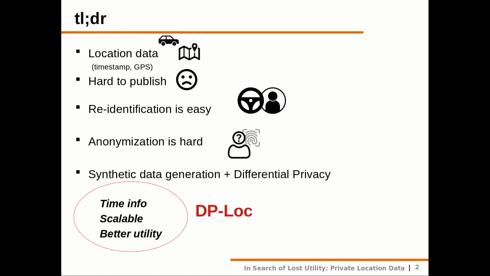So we can't publish it because if it's just naively identified, identification is easy and anonymization is hard. I'm going to show you why it is hard, and I'm also going to show you our solution to this problem, our model, which is more scalable than previous methods, gives better utility, and most importantly, it includes time information, and we call it DPLoc.